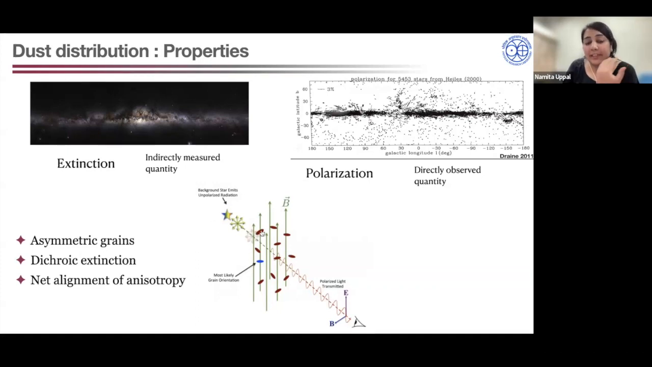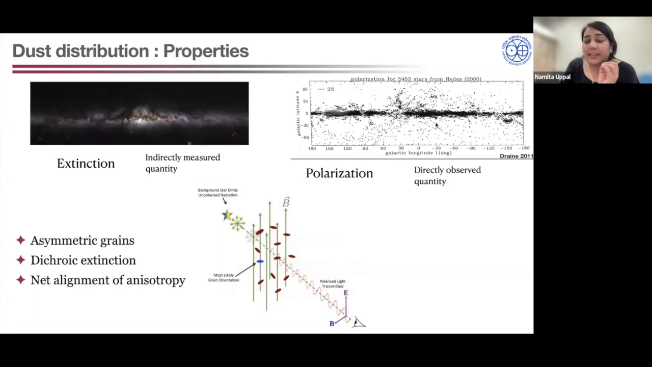And also, apart from this extinction, if these dust particles are asymmetrical grains, like elongated grains, when the light from the star interacts with this elongated dust grain, then a part of the light will suffer differential extinction because of the longer axis as well as the shorter axis of the grain. So the transmitted light will be partially plane polarized towards the shorter axis of the grain. Of course, there should be some net alignment of anisotropy, which will be provided by the magnetic field direction.